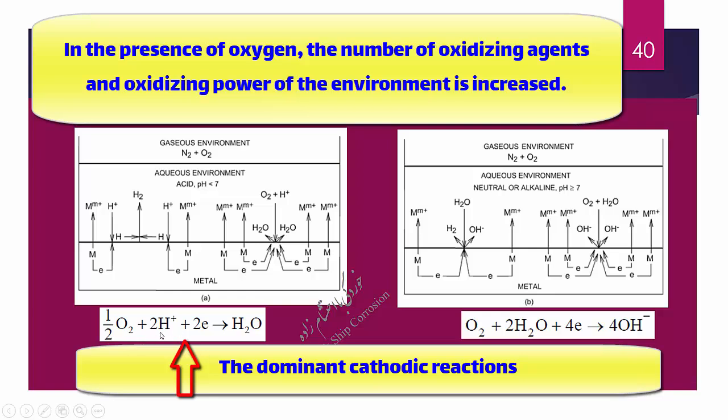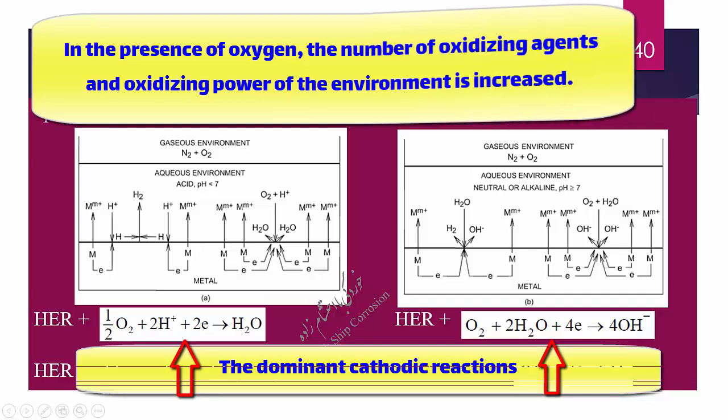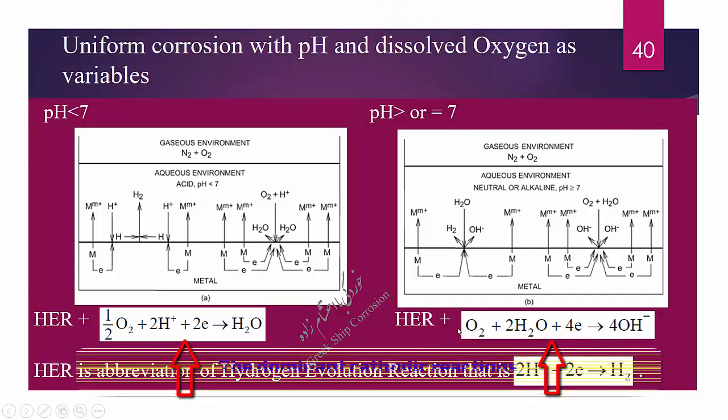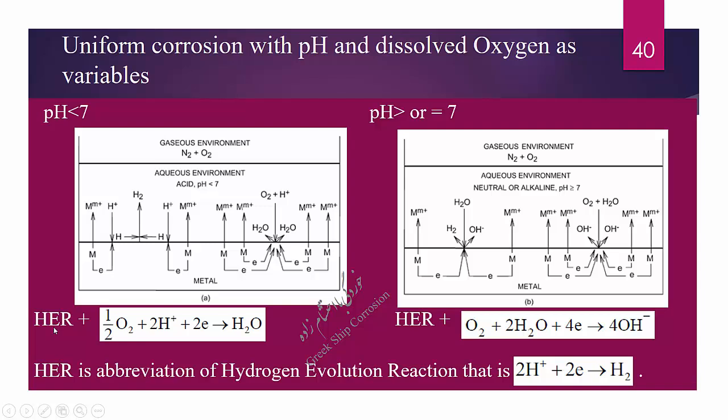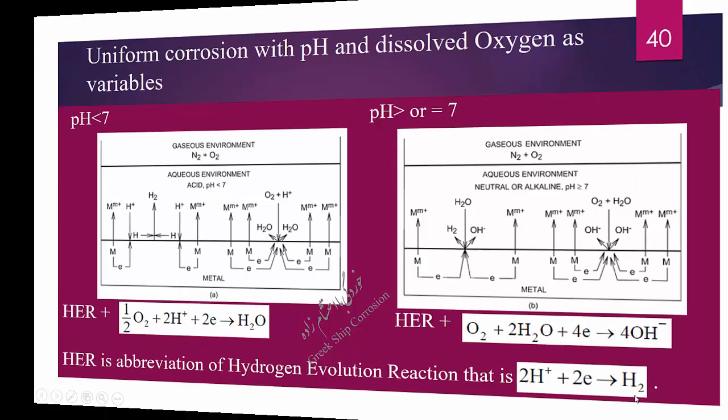Oxygen is reduced in the acidic solution and water is produced. In the right figure, oxygen is reduced in neutral solution and hydroxyl is produced. In addition to these reactions, hydrogen evolution reaction occurs. That is, 2H plus 2 electrons produce hydrogen gas.